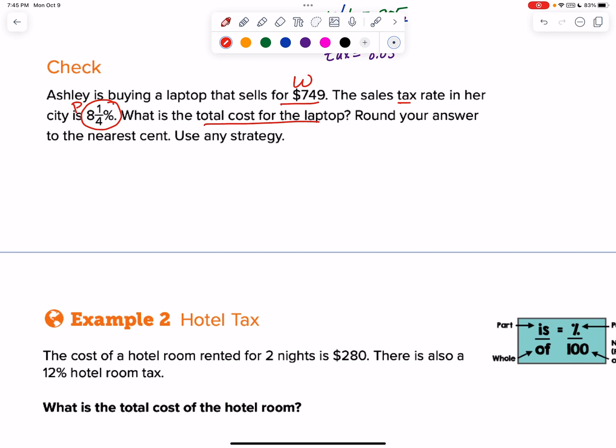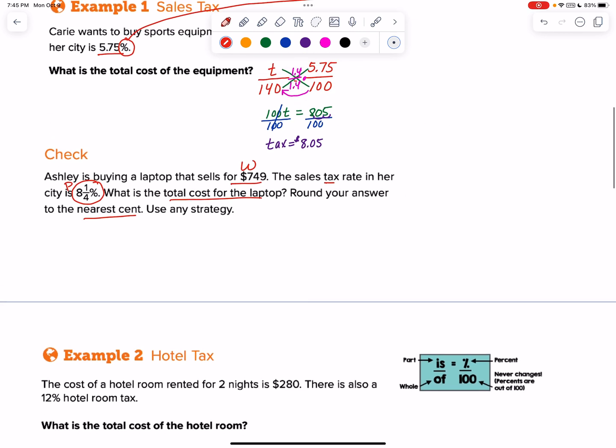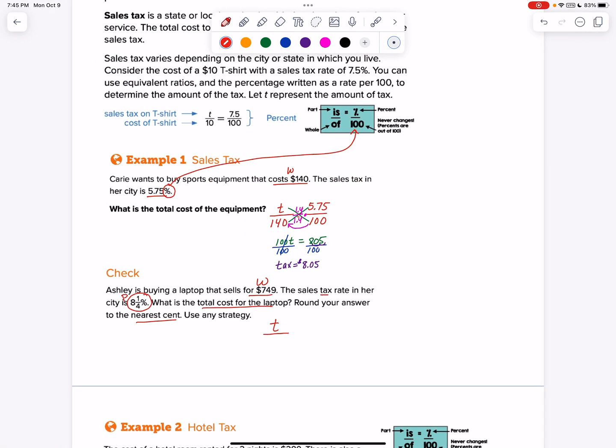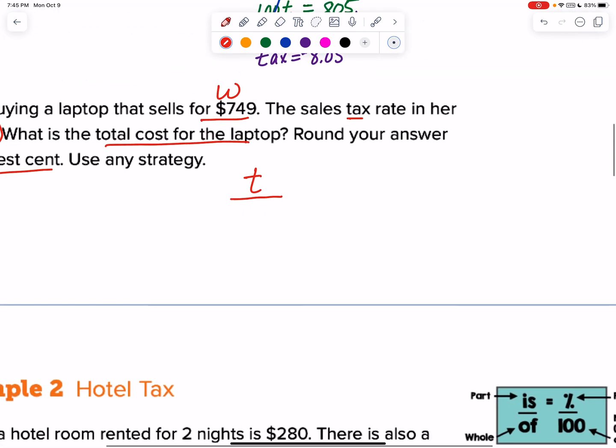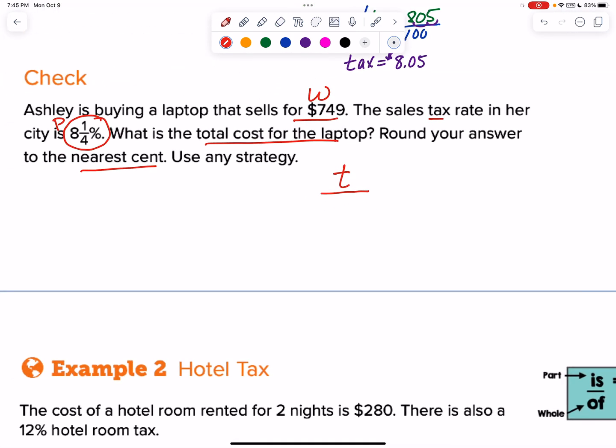And then it says round the answer to the nearest penny or cent, okay? So let's go ahead and set up your proportion. We don't know what the tax is, but we do know the whole. We don't know the part as the tax, but we know that the whole cost is $749. Set it equal to the percent, which is 8.25%, and it's always over 100, okay?